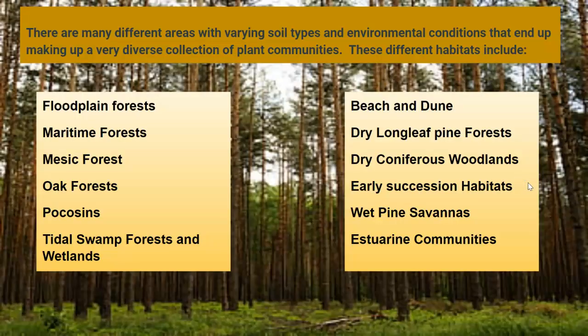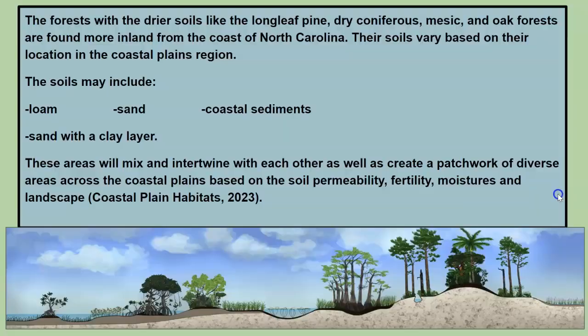There are many different areas with varying soil types and environmental conditions that end up making a very diverse collection of plant communities. These different habitats include floodplain forests, maritime forests, mesic forests, oak forests, pocosins, tidal swamp forests and wetlands, beach and dune, dry longleaf pine forests, dry coniferous woodlands, early succession habitats, wet pine savannas, and estuarine communities.